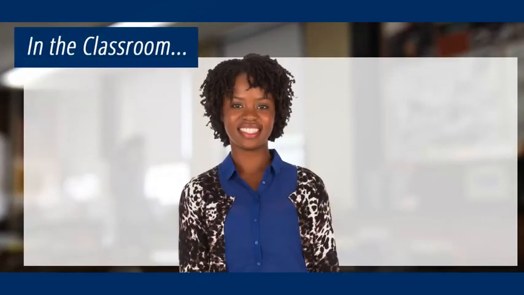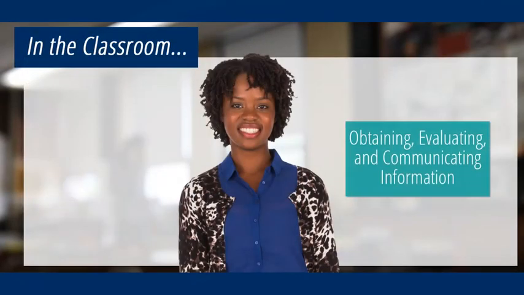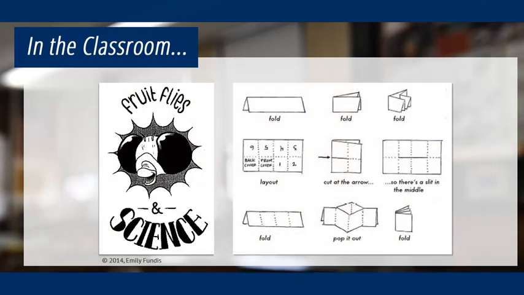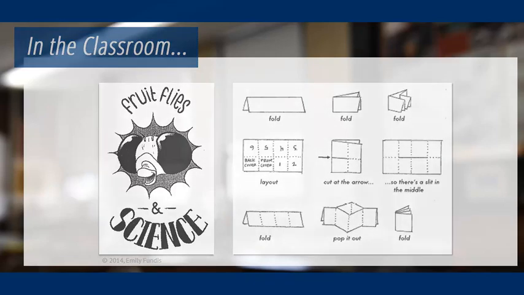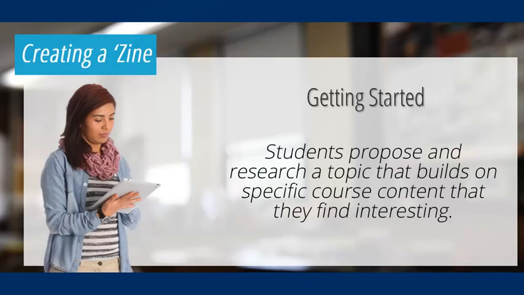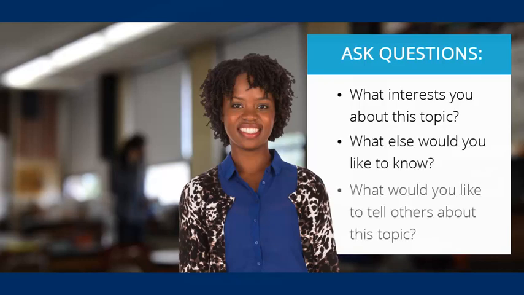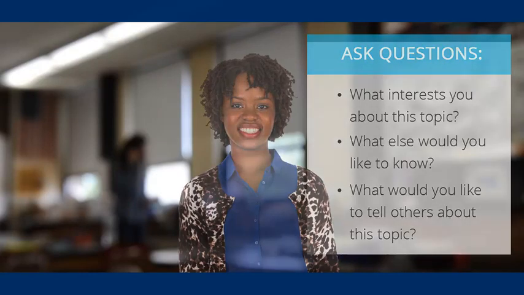In the classroom, one way to help students build their skills in obtaining, evaluating, and communicating information is to have them develop a zine, a small do-it-yourself magazine that lets anyone share and easily distribute his or her ideas. To begin the process, have students propose and research a topic that builds on specific course content that they find interesting. Guide them by asking questions such as, "What interests you about this topic? What else would you like to know? And what would you like to tell others about this topic?"